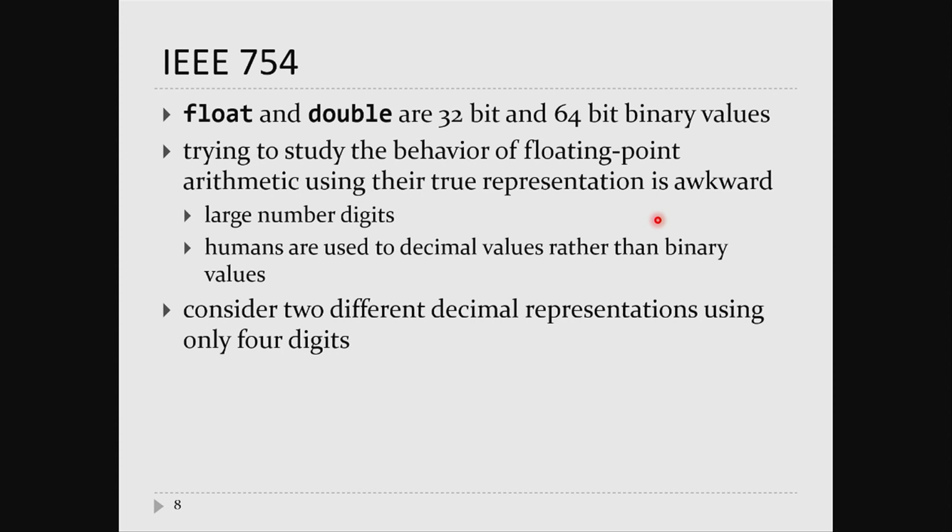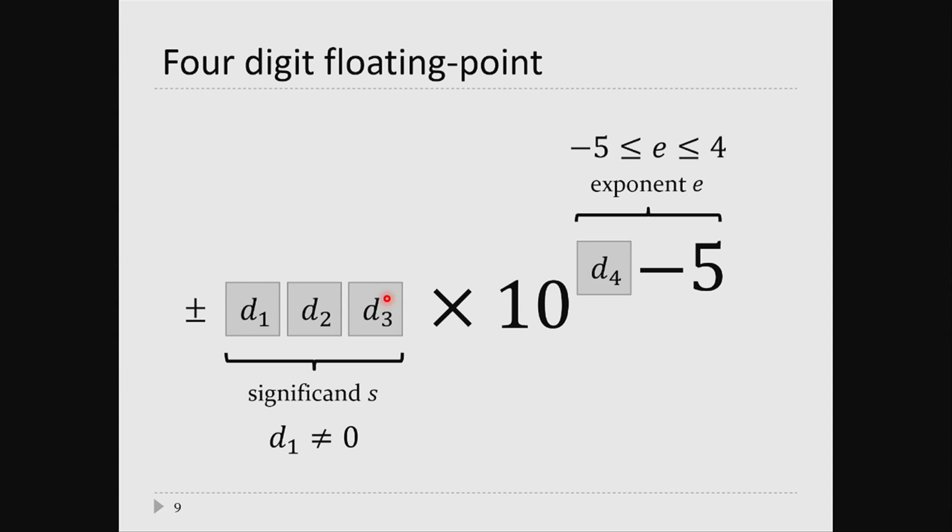OK, now, these float and double things are actually 32 and 64 digit numbers. They're binary, so they're all zeros and ones. I don't want to write out 32 and 64 digits every time I write down a number. I also don't want to work in base 2, because I'm no good at working in base 2, and I'm pretty sure neither are you. So instead, I'm going to switch to decimal, and instead of 32 and 64 digit numbers, I'm just going to use 4 digits.